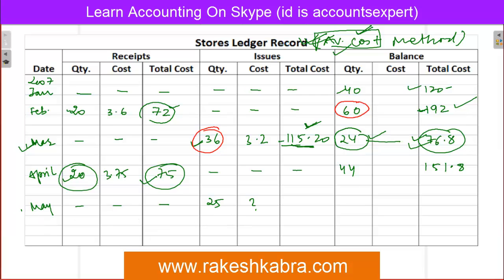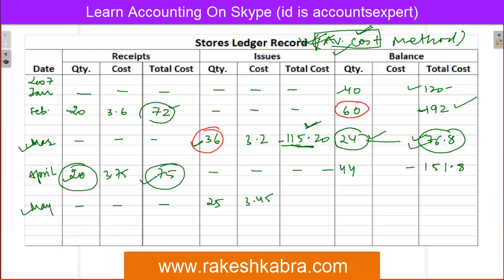So before selling, what is the status of inventory? The value is 151.8 and the units are 44, isn't it? So what is the average rate? 151.8 divided by 44. So the average rate will come 3.45. So this 3.45 we will consider here. Okay.